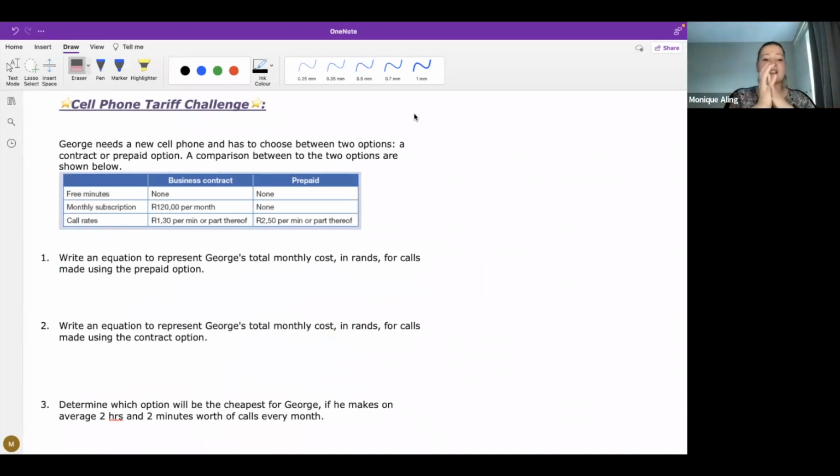It doesn't mean it's more difficult. It's just a bonus question that I added in case you guys wanted more, which you do. As you can see, we've got a table again. Again, they mention free minutes. They mention a monthly subscription. They mention call rates. So the same 3 things we've been dealing with. Okay, I'm going to leave you for a few minutes. I want you to try question 1 and 2. It's just the equations. Let me know if you need help.